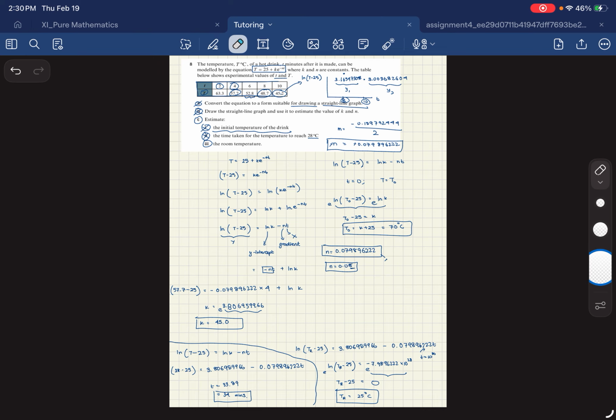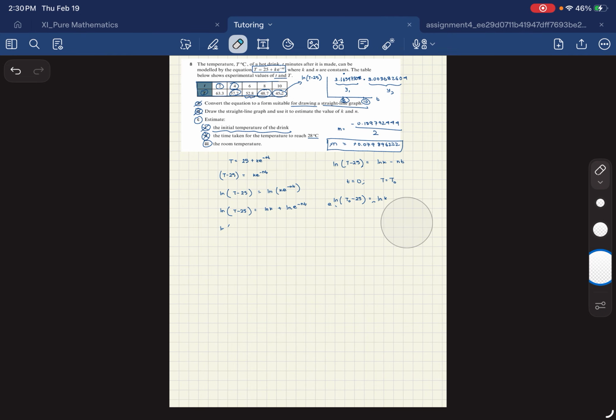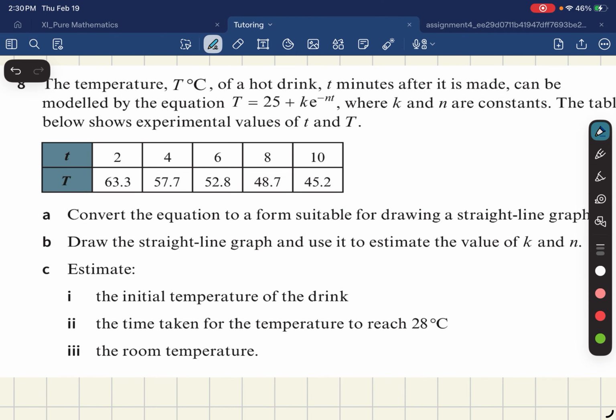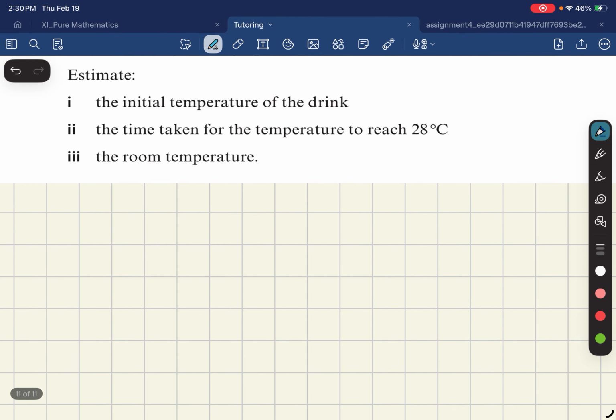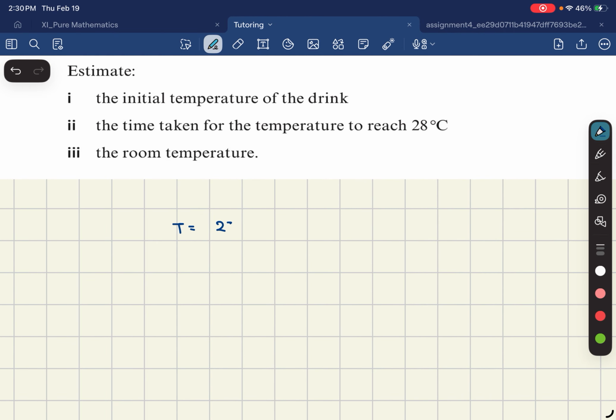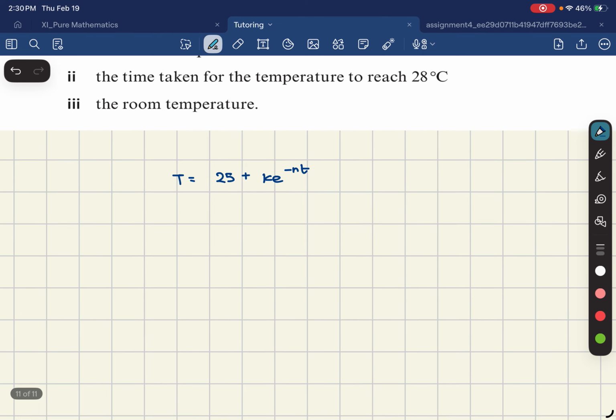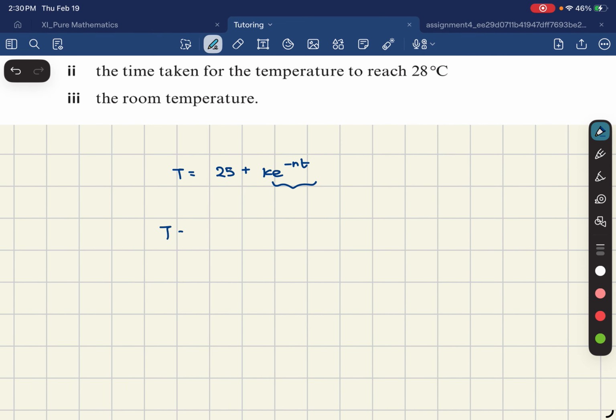And another way that is more direct, and I hope I can erase everything here. So another way to look at it that is more direct is, let me just look at my initial equation. T is equal to 25 plus k e to the power negative nt. And this uses the same idea, except if I simplify this, it is 25 plus k divided by e to the power nt. And I think of what happens if my time tends to infinity. So this again relates to the concept of limits that we'll discuss.